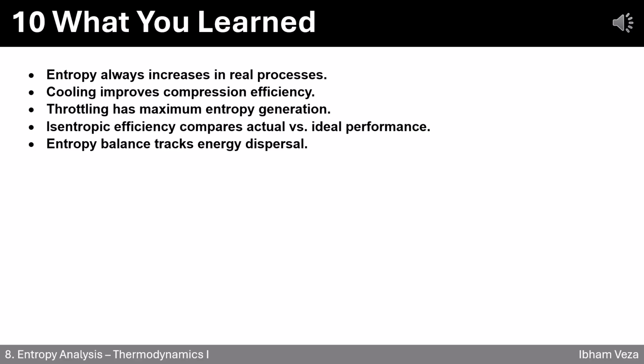Fourth, isentropic efficiency is your tool for measuring how close your system is to the ideal case, especially for turbines, compressors, and nozzles. And finally, entropy balance is your accounting method for energy dispersal. It helps you track where energy becomes less useful in any system. These 5 points summarize why entropy is more than just theory. It's a powerful concept to improve real-world energy efficiency.